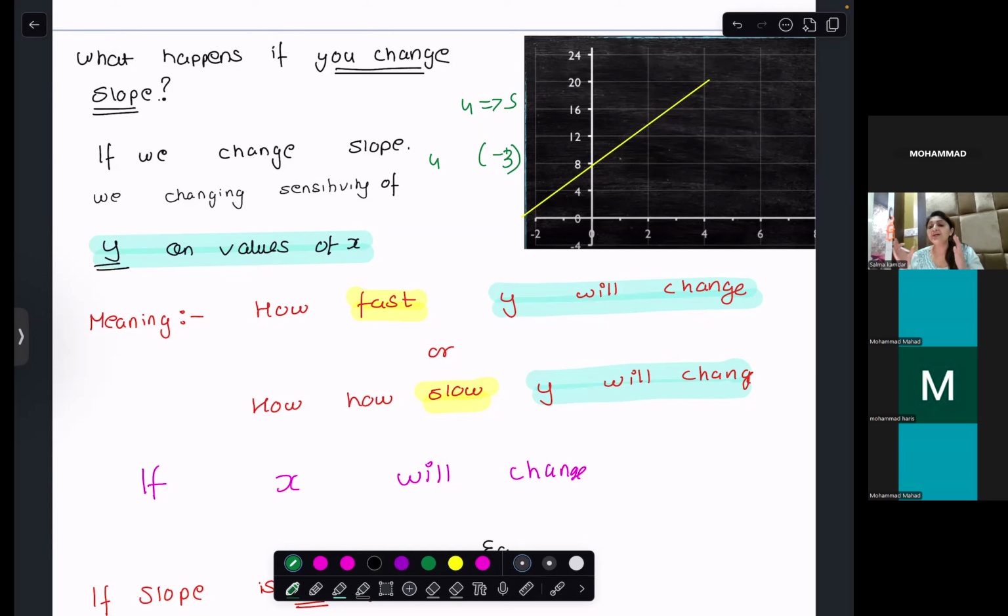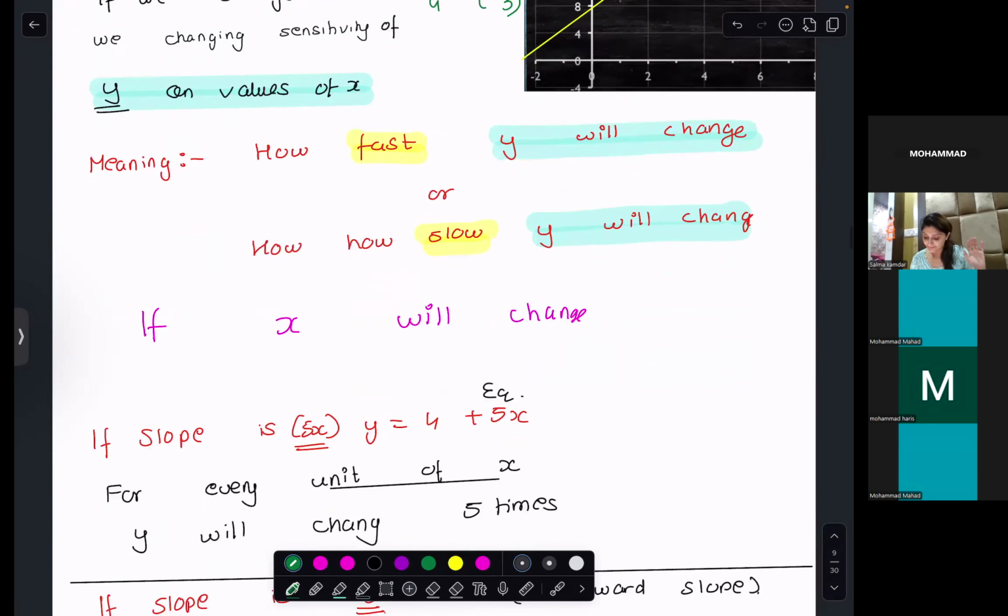In regression, we will be given the value of x and we have to find y. For a given value of x, you have to find y. But in regression, if they give you y and ask you to find x, that is not possible. Why is it not possible?